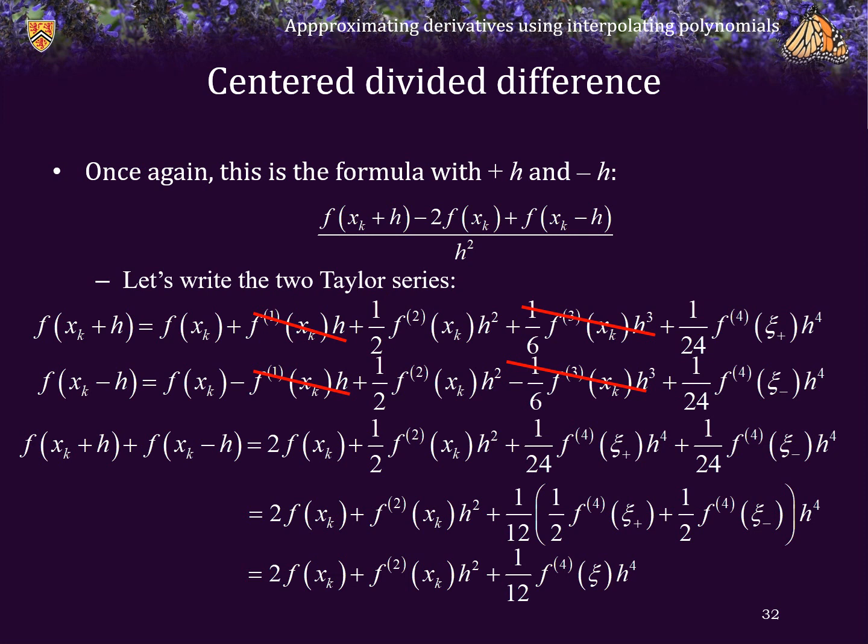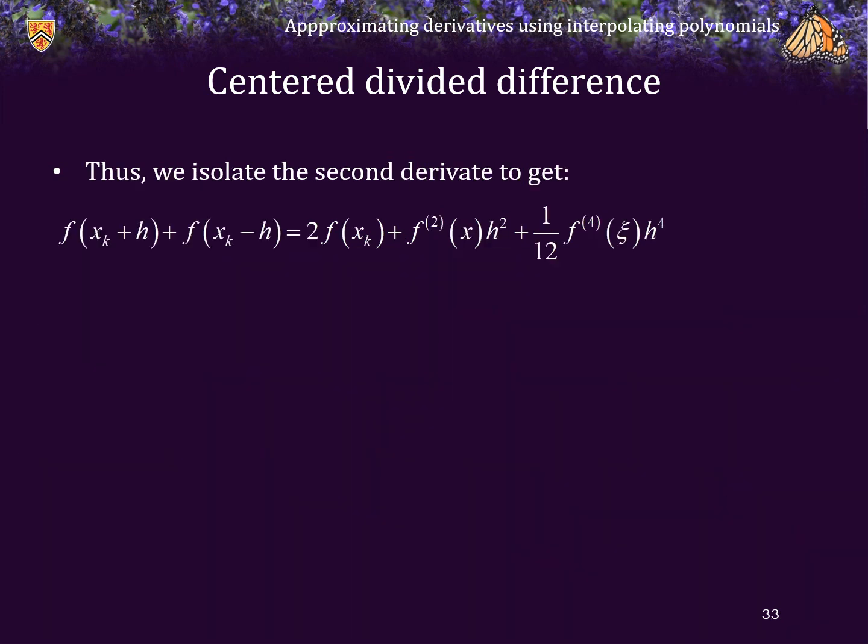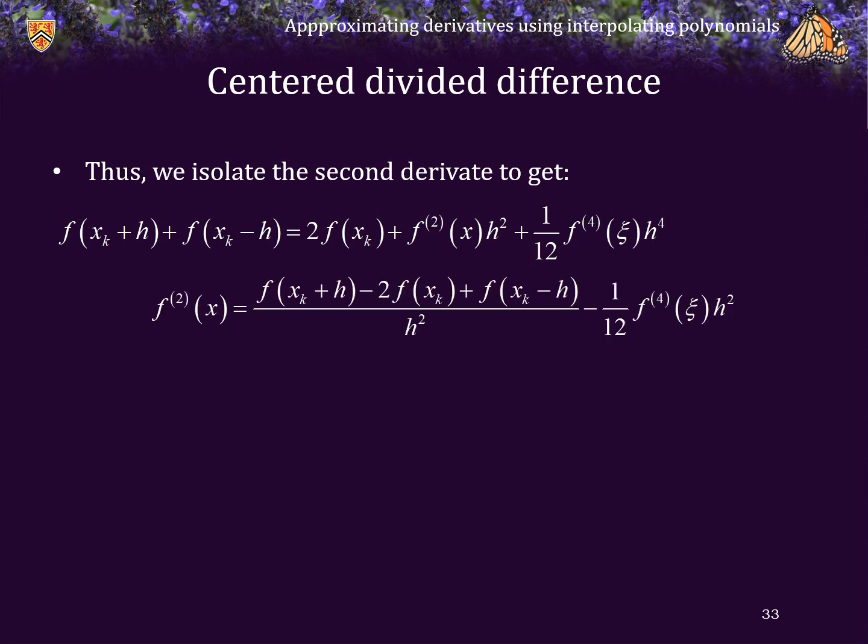All right, nice. Just a reminder, psi lies between x sub k minus h and x sub k plus h now. So we can isolate the second derivative. And if we isolate the second derivative, notice that we get the formula plus an error term where psi lies on an appropriately small interval. Notice that the error term is multiplied by h squared, so this formula is also big O of h squared.